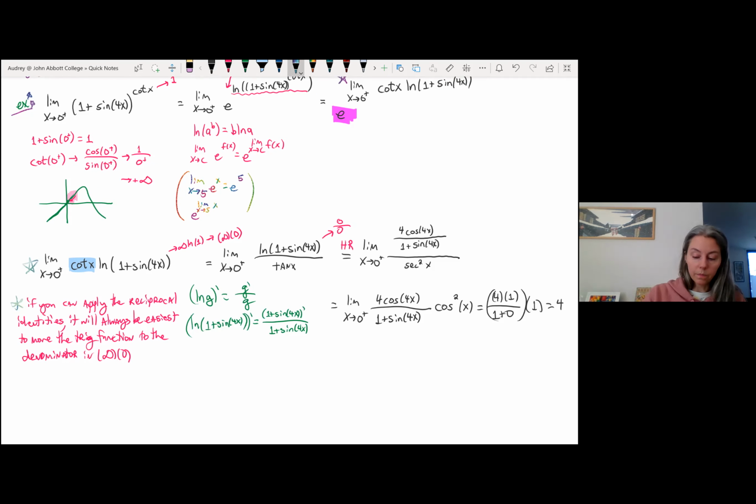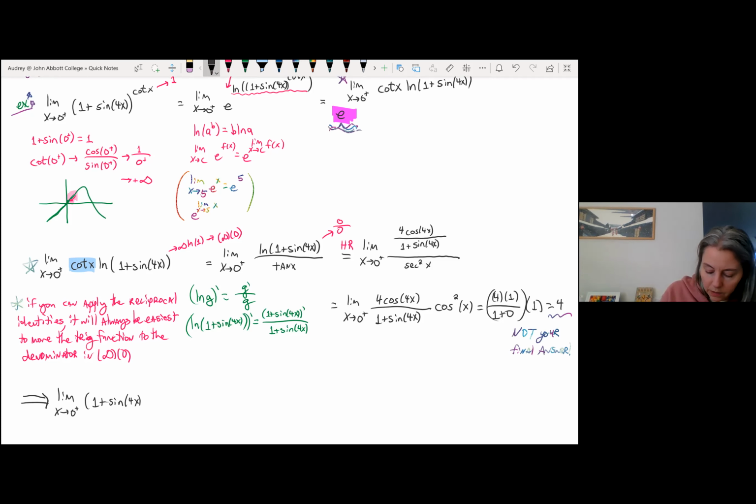Be careful. This 4 is not your final answer. We want to remember not to forget to bring that e back. So our final answer here, this implies that the limit as x approaches 0 from the right of 1 plus sine of 4x to the power of cotangent x is equal to e to the power of 4. And that is my final answer.